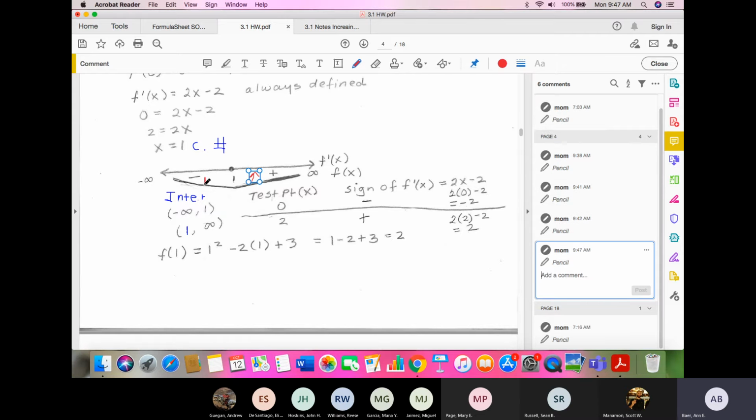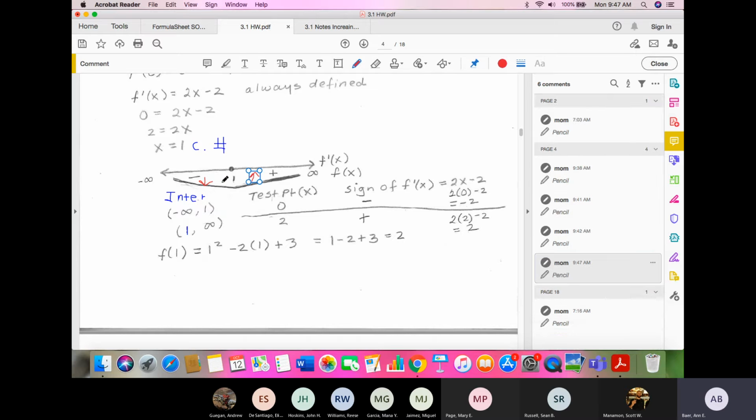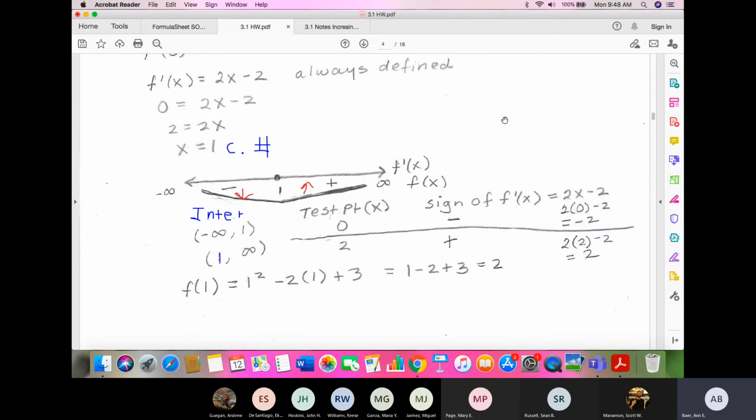This means decreasing. This is the original graph here. This f of x here is the original graph. So that's what it tells me. So these red arrows have to do with the original graph.